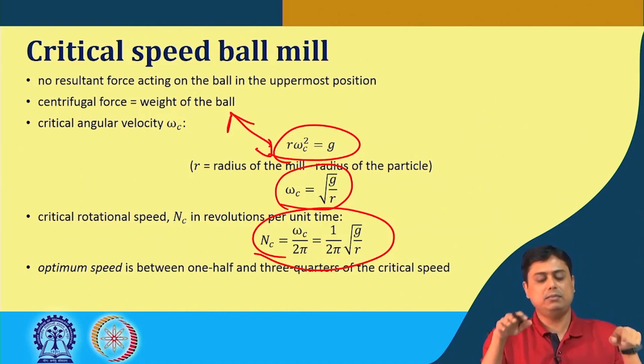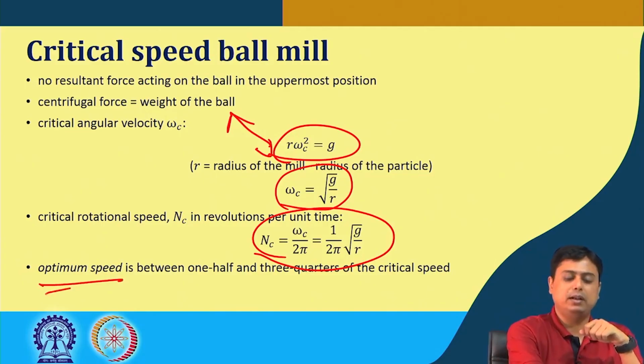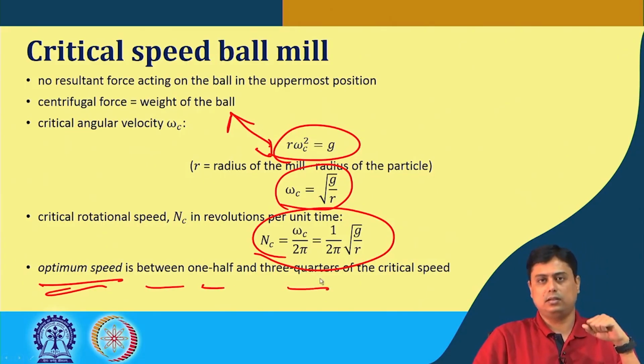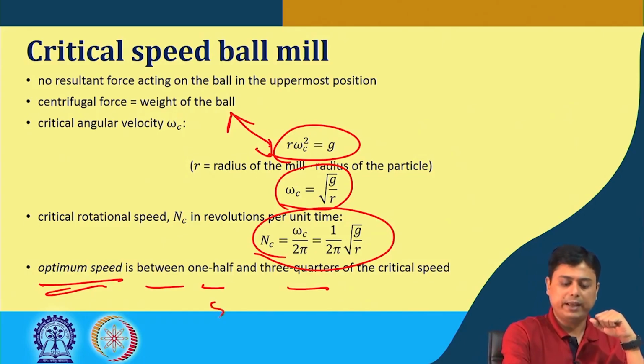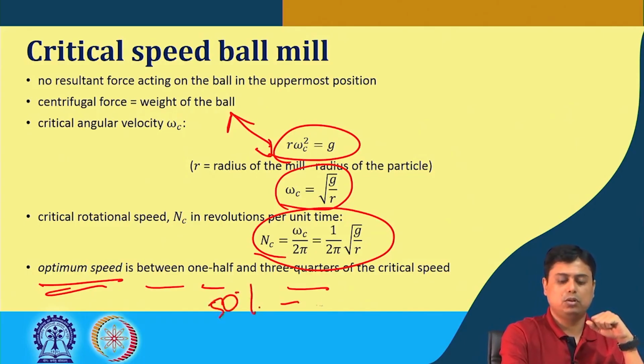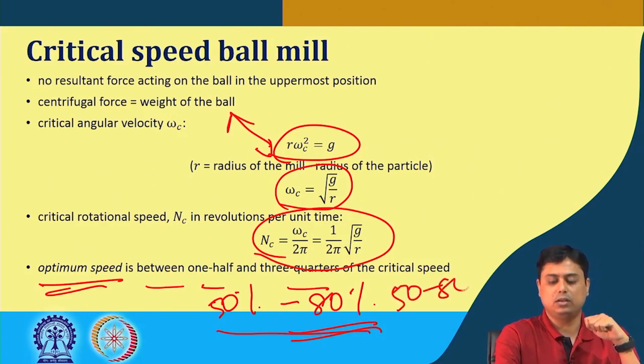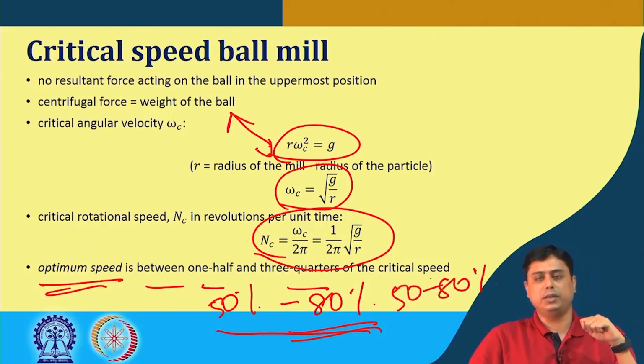And in practice, it has been seen that this optimum speed is something between 50% to 75% of the critical speed. In some textbooks, they also proposed from 50 to 80%. So in general, we can have a range of 50 to 80% of this critical speed.